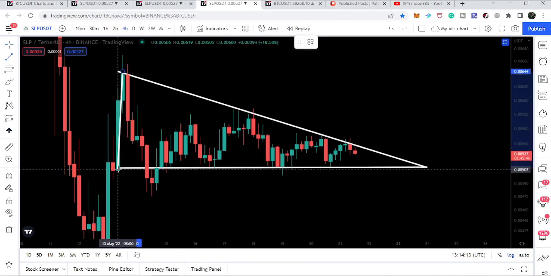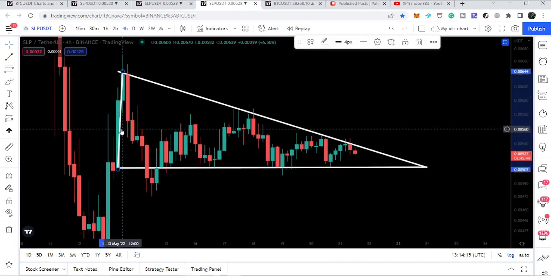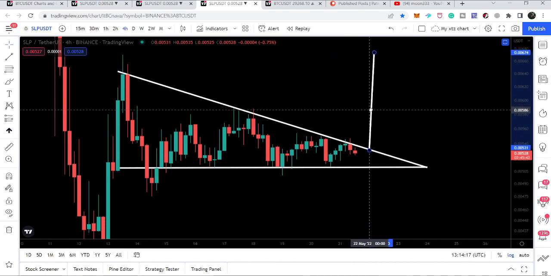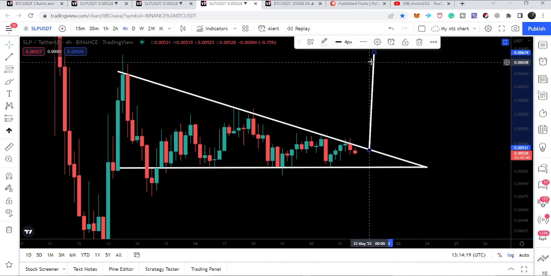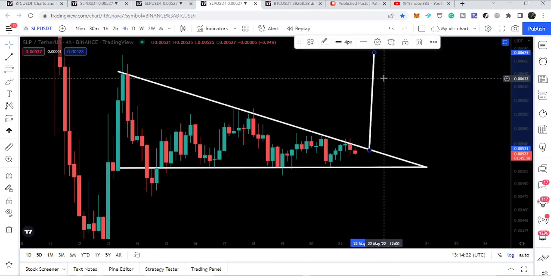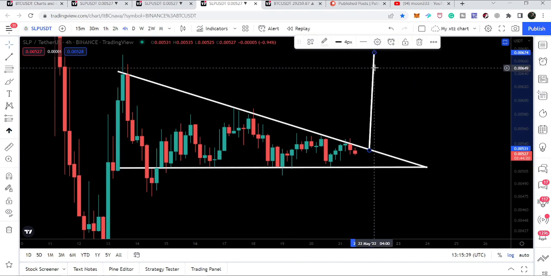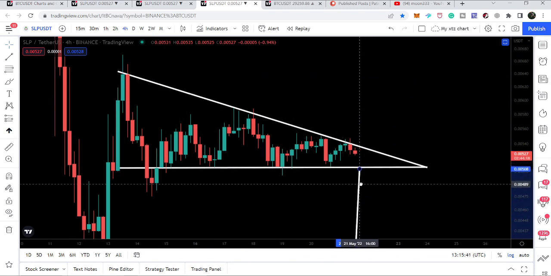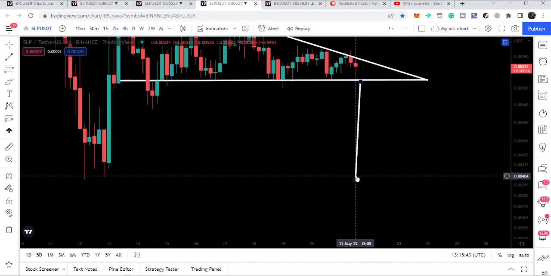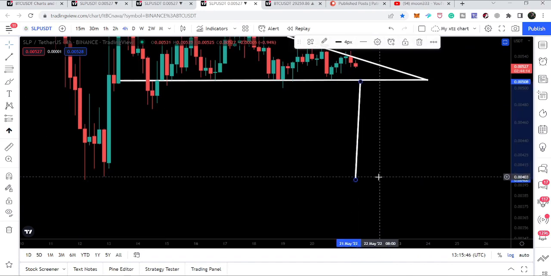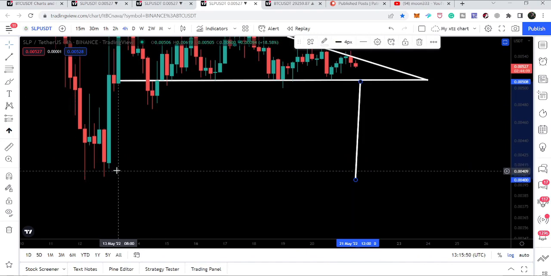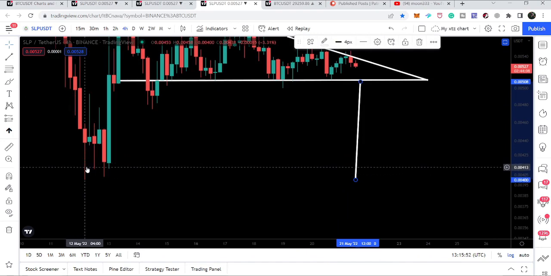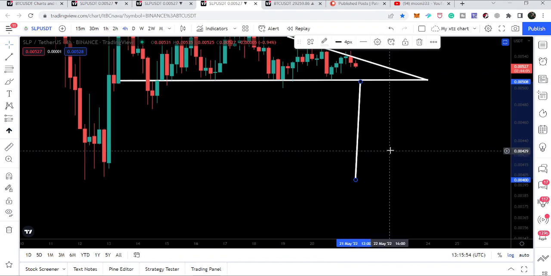Now, if we take a look at the target of this triangle for SLP token, then for example, if SLP breaks out of this triangle, in that situation, the next move can be $0.00674. And in case of breakdown, the target to the downside can be really very low. That will be here at $0.004. And here we also have the last support. You can see we had some consolidation of the price line here, and we had another move to the upside.